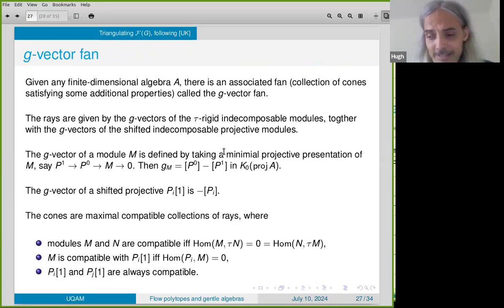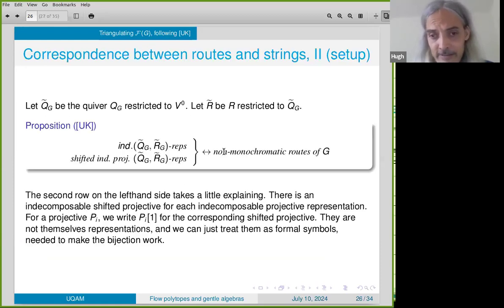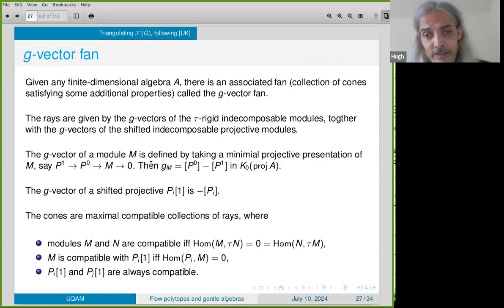So what's the interest of having these guys, in particular these shifted indecomposable projective guys? What's the interest of that? Well, there's a thing called the G-vector fan. And this is really at the heart of tau tilting theory.